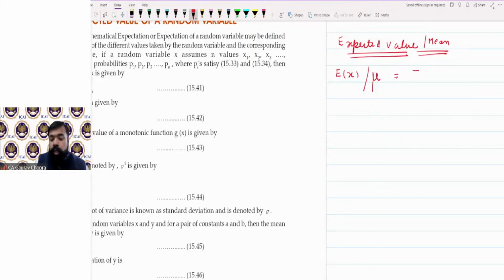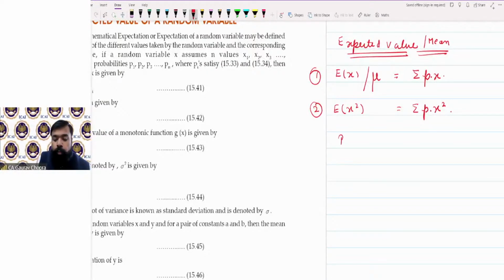So what is the formula? Summation of P into X. Sigma P into X becomes the formula for expected value EX. If we require the expected value of X square, then you can write the formula sigma P into X square.